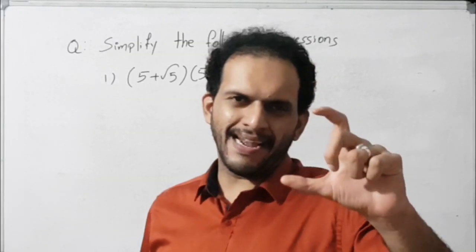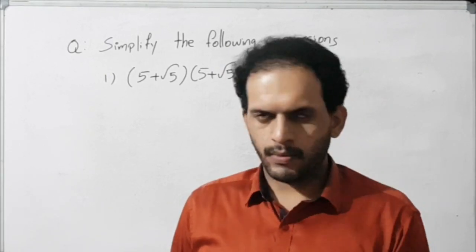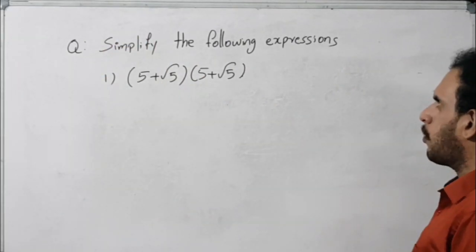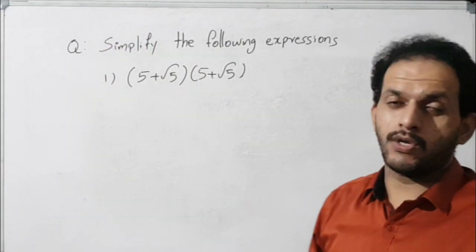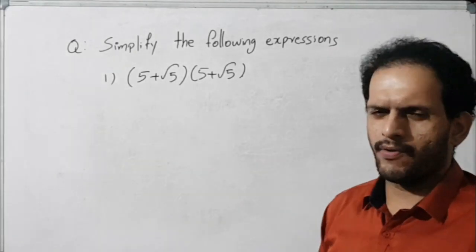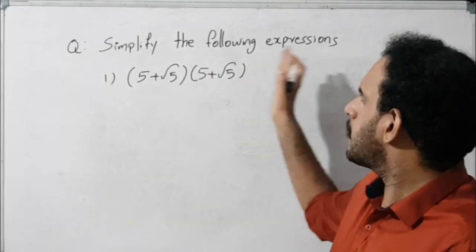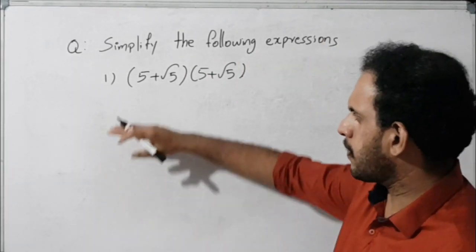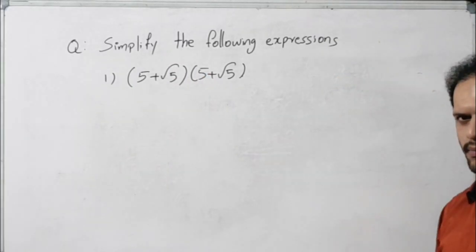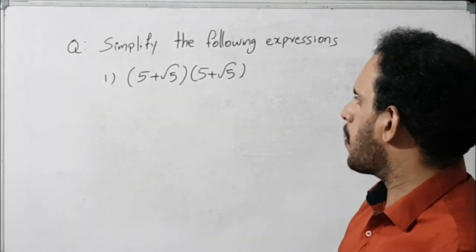Based on these ideas, we are now doing the first question. Okay, what is the question? Simplify the following expressions. Simplify means we want to find the answer of this one. We will get a reduced form, a small form. Simplify the following expression: 5 plus root of 5 into 5 plus root of 5. Here is our first question, my dears.